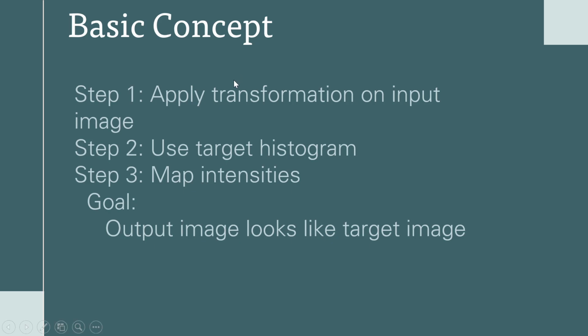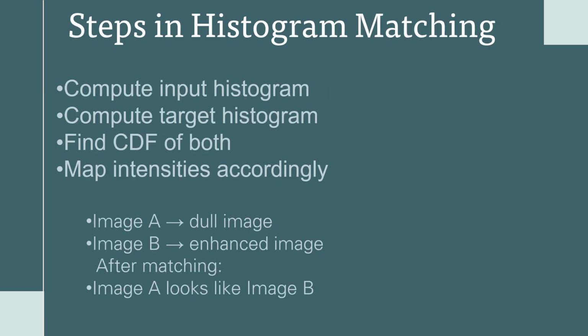Now we will learn the steps of histogram matching. Basically, there are four main steps. First, we compute the histogram of the input image. Second, we compute the histogram of the target image. Third, we calculate the cumulative distribution function, which is CDF, for both. And finally, we map the intensity values of the input image to match the target histogram.